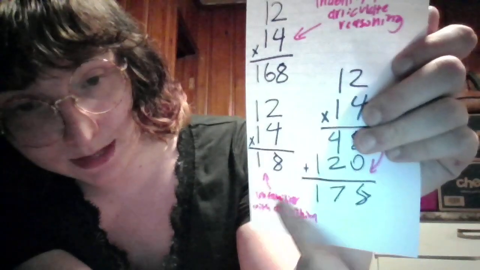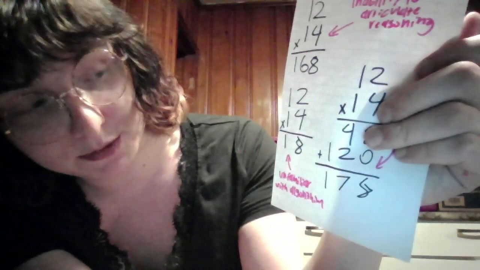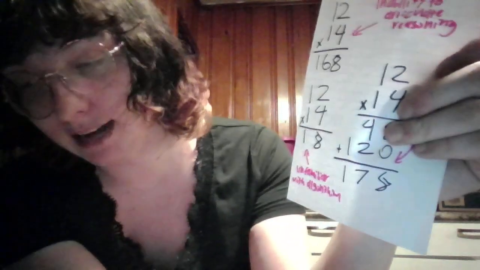And it would have errors like this. They were a little trickier and a lot more fun than what I'm about to do. These are really simple errors. But for this one, they get 12 times 14 is 18. And how would a kid get that?